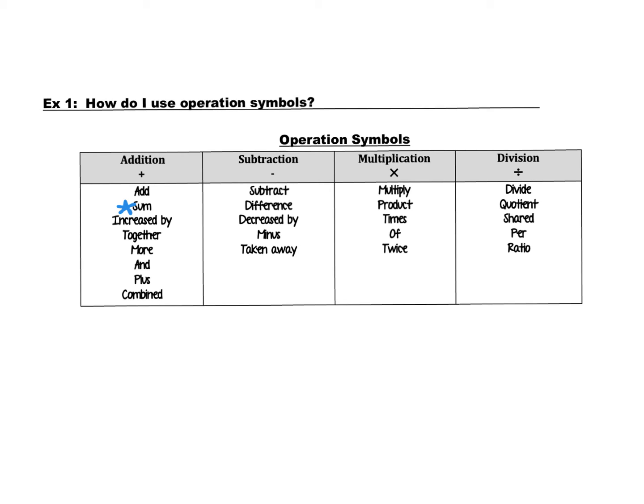All right, so subtraction, we have subtract, difference, decreased by, minus, and taken away. And the word that you're going to see a lot when it's referring to the answer to a subtraction problem would be the difference. So for multiplication, we have multiply, product, times, of, twice. And let's put a star right next to the product because that means that it is the answer to a multiplication problem. And for division, we have divide, quotient, shared, per, and ratio. And again, quotient is the word that we use to talk about an answer for a division problem.